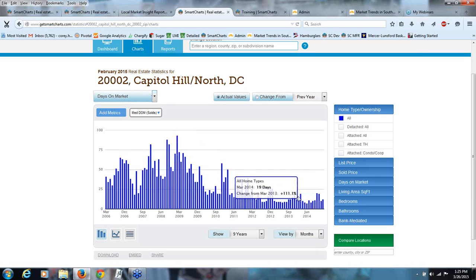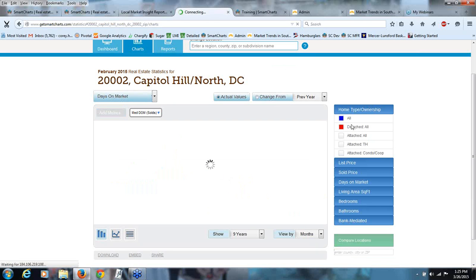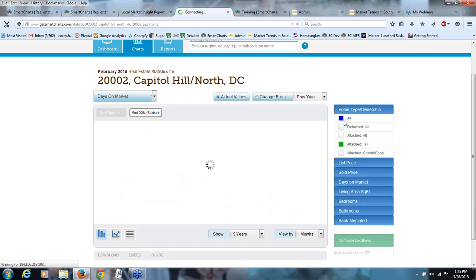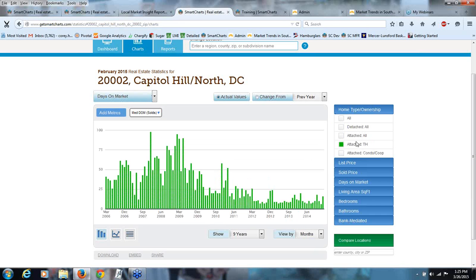So as I'm going through this, you can see that I'm changing things around the chart area, and the chart is updating accordingly. If I were to change this out to the DC Metro, let's take a look at median days on market for detached homes. Actually, probably attached. It makes more sense in this particular location. So I have attached homes turned on. I can see the median DOM is 16 days in this location.